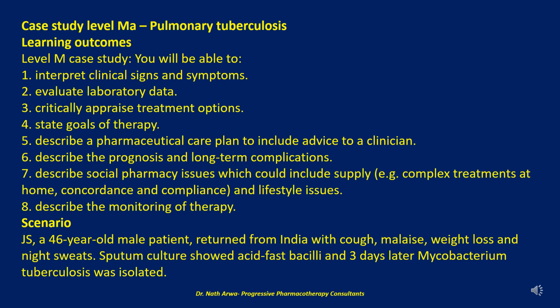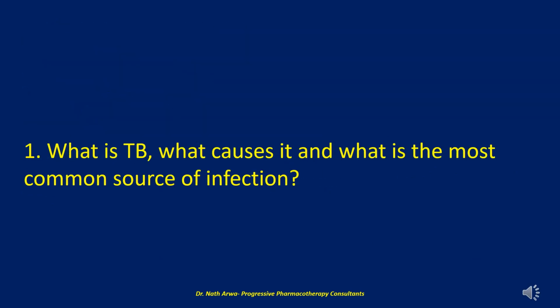Next we will discuss a clinical scenario. J. S., a 46-year-old male patient, returned from India with cough, malaise, weight loss and night sweats. Sputum culture showed acid-fast bacilli and 3 days later Mycobacterium tuberculosis was isolated. Question 1 reads, what is TB? What causes it and what is the most common source of infection?